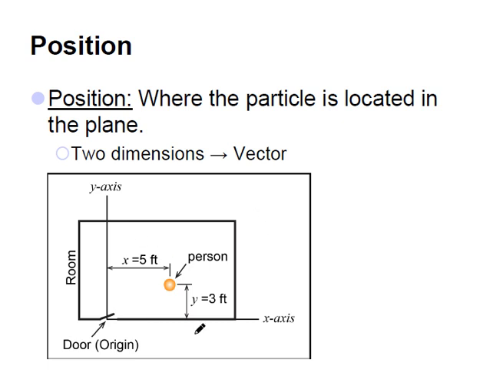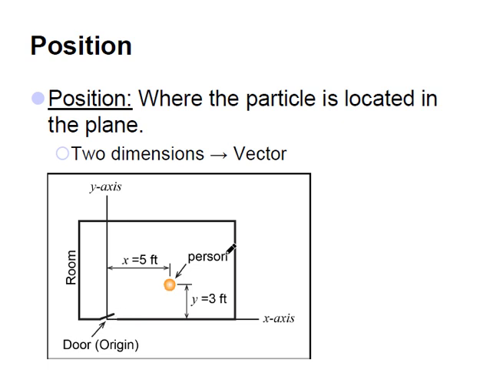So if you think about this example, we have a story here. You have a person. This object we define as a person, and this plane is your room, and here is the door. We're measuring the distance of this person from that door. Where is this person located from this door?